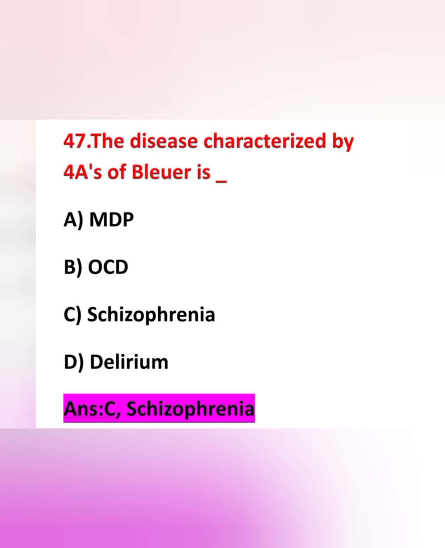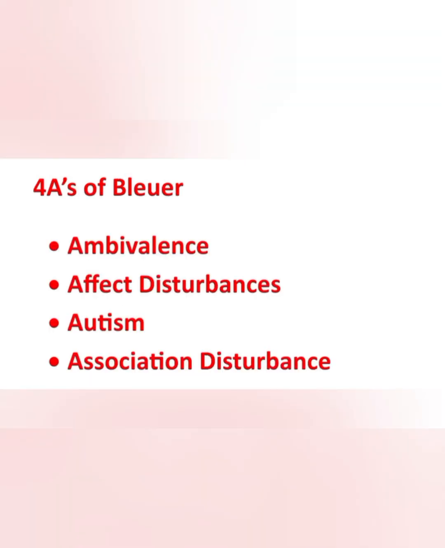Schizophrenia is a thought disorder that impairs judgment, behavior, and ability to interpret reality. Bleuler's 4 A's include ambivalence, affect disturbances, autism, and association disturbance. That is the 4 A's: ambivalence, affect disturbances, autism, and association disturbance. This is Bleuler's 4 A's in schizophrenia. Here option C schizophrenia is the correct answer.